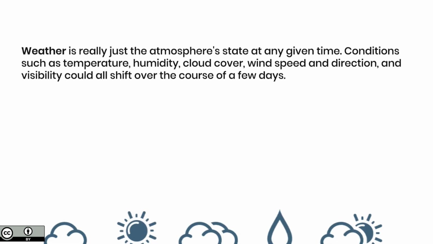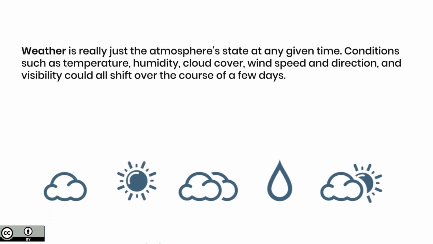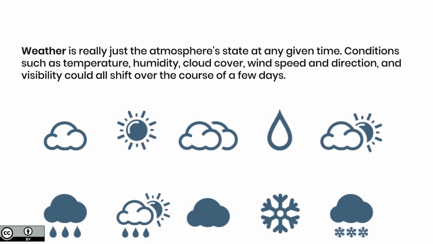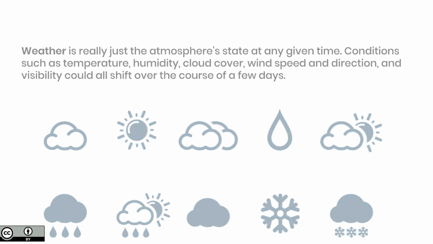What we call the weather is really just the atmosphere's state at any given time. Conditions such as temperature, humidity, cloud cover, wind speed and direction, and visibility could all shift over the course of a few days. Weather, in this context, refers to the state of the atmosphere and how it affects people and their daily routines. The weather is constantly fluctuating, with changes occurring within minutes or even hours.